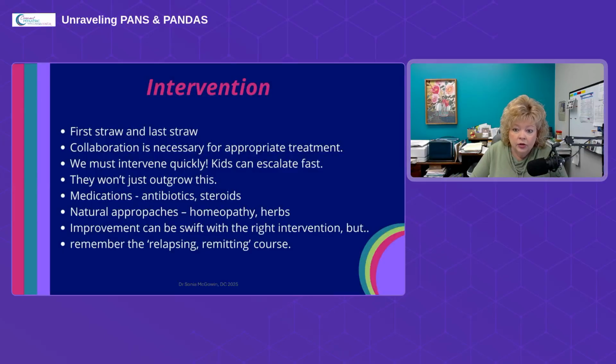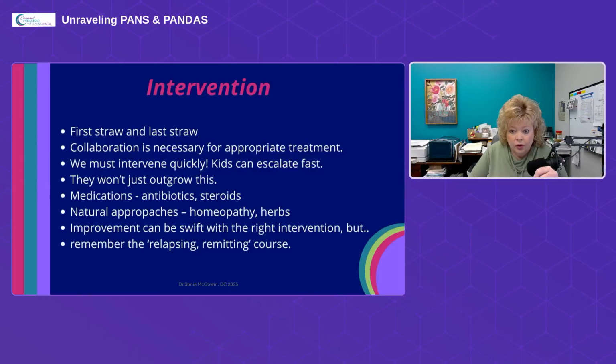Of course, we here use natural approaches. So we use a lot of herbs, we use a lot of homeopathy. And improvement for a lot of kids can be pretty fast if we find all the right triggers, start with the right interventions, and address what made them vulnerable to begin with.